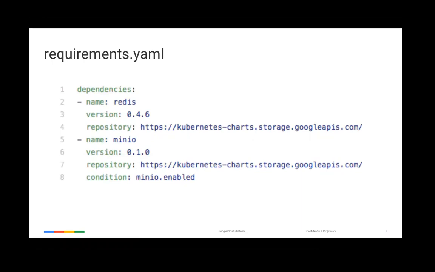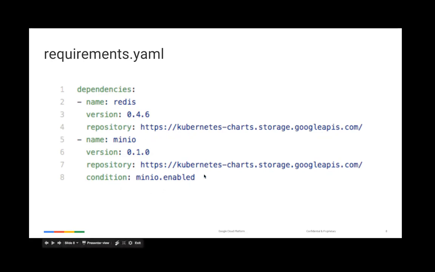Another thing you're going to have in your chart, if you have any dependent charts that you need in order for your application to work, is a requirements.yaml. And this requirements.yaml is going to point at a version of some other chart that lives in the repository.